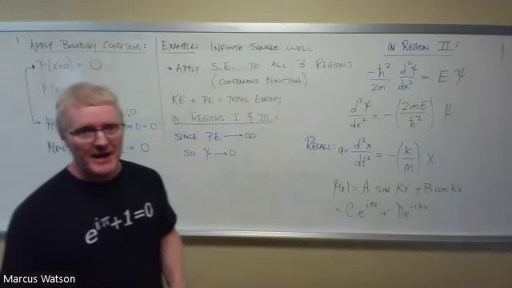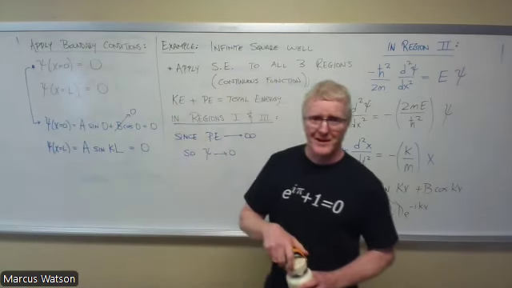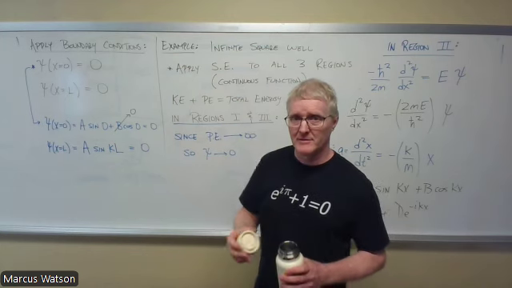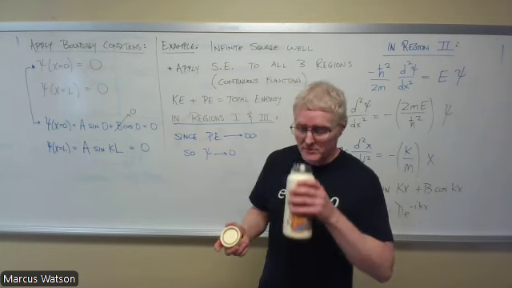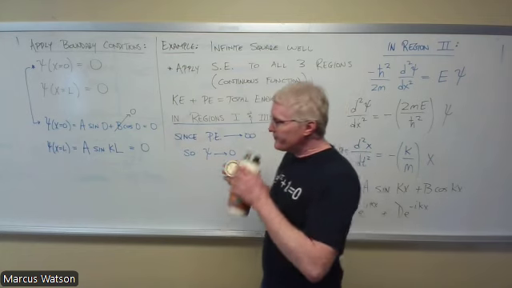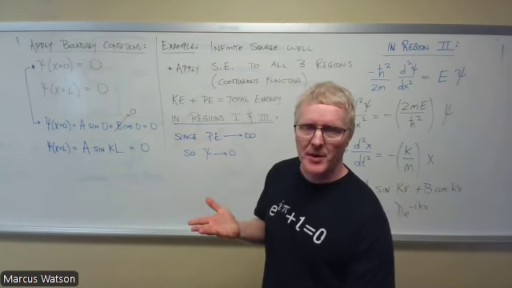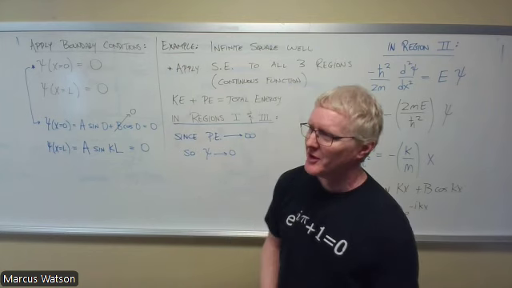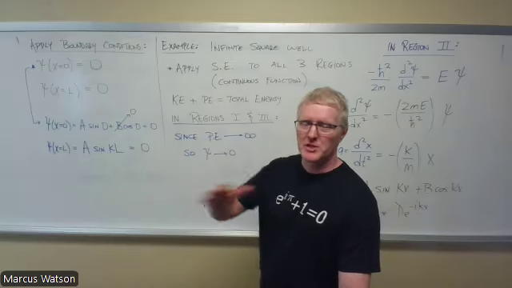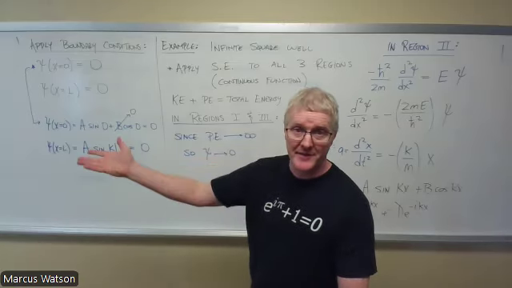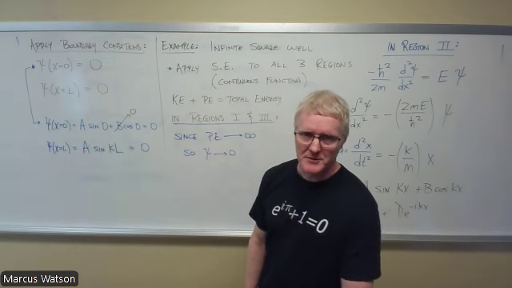Now, at this point I have a couple of options. I have the option of saying, well, sine KL could be 0, or A could be 0. If I set A equal to 0, I don't have a problem. Or let's call that the trivial solution to the problem. That's the one in which the wave function is zero everywhere and I don't even have a particle in there. This is the not useful solution.